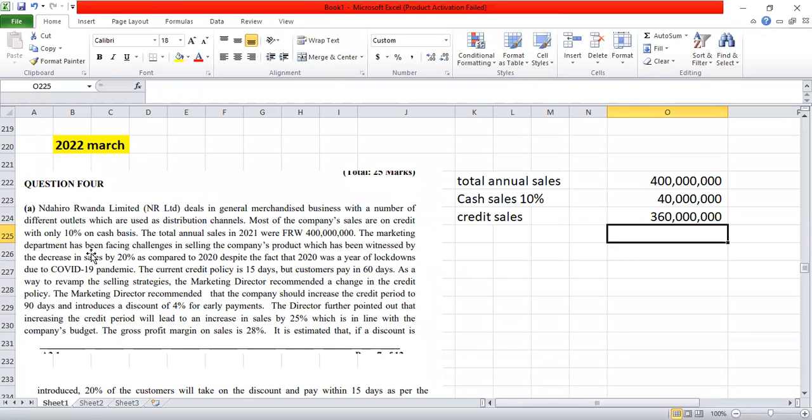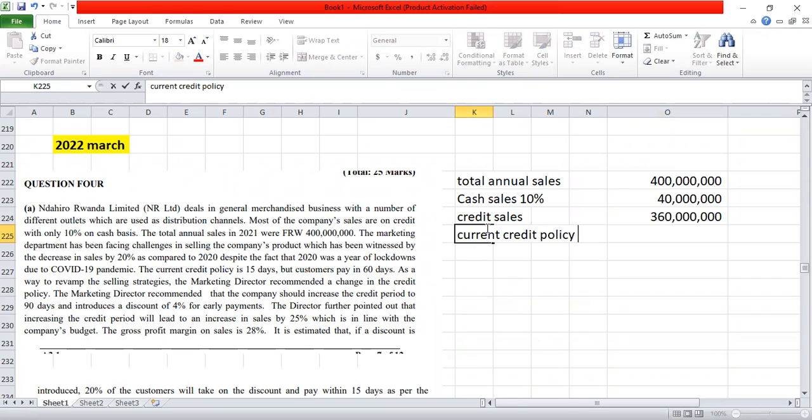The marketing department has been facing challenges in selling the company's product, which has been witnessed by the decrease in sales by 20% as compared to 2020, despite the fact that 2020 was the year of lockdowns due to COVID pandemic. The credit policy is 15 days. So the current credit policy is 15 days.